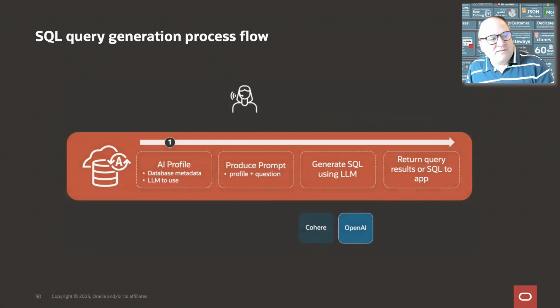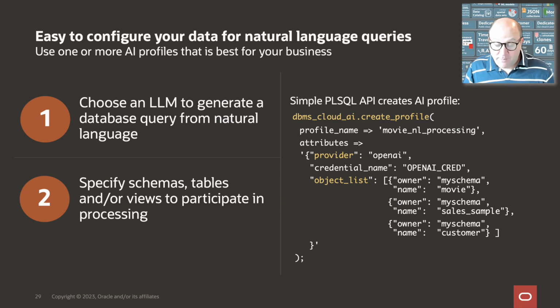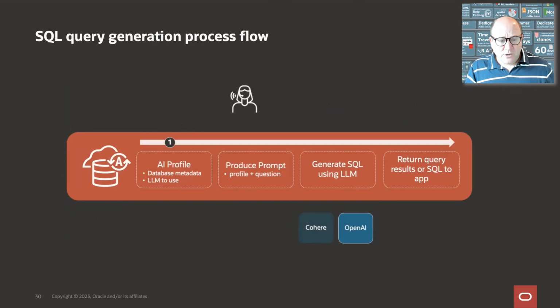Now, in terms of the processing and how this works, you start with this AI profile, right? And you can have multiple of these AI profiles. So, one of our coworkers was doing a budgeting app. So we had movies, so sales data, but then we also created a second profile, which was using different tables that we were using for budgeting, right? So you could do that. So you specify your AI profile.